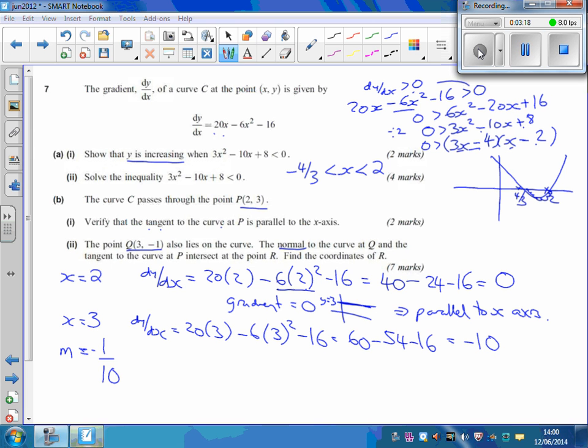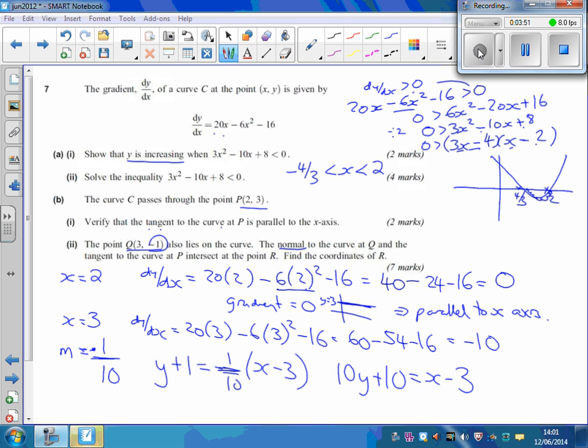And I think we're actually going to have to find it. So y, take away the y number, 1 minus minus 1. What's this? The 4th time we've done this on this paper. Y take away the y number equals gradient times x take away the x number. It's not minus 10th. It's just 1/10. Sorry about that. That's times by 10. So I've got 10y plus 10 equals x take away 3.